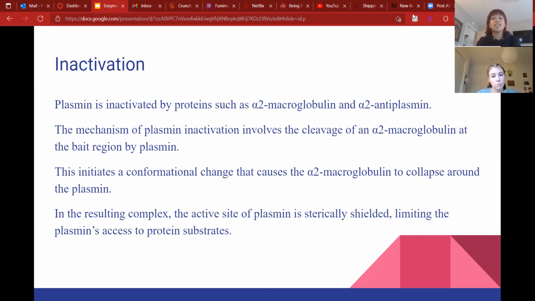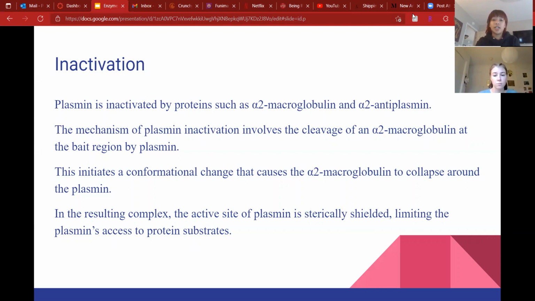Plasmin is inactivated by proteins such as alpha-2 macroglobulin and alpha-2 antiplasmin. The mechanism of plasmin inactivation involves the cleavage of alpha-2 macroglobulin at the bait region by plasmin, which is basically just an area that is really easy to cleave. This initiates a conformational change that causes the alpha-2 macroglobulin to collapse around the plasmin, and the resulting complex has an active site that is sterically shielded, limiting the plasmin's access to protein substrates.